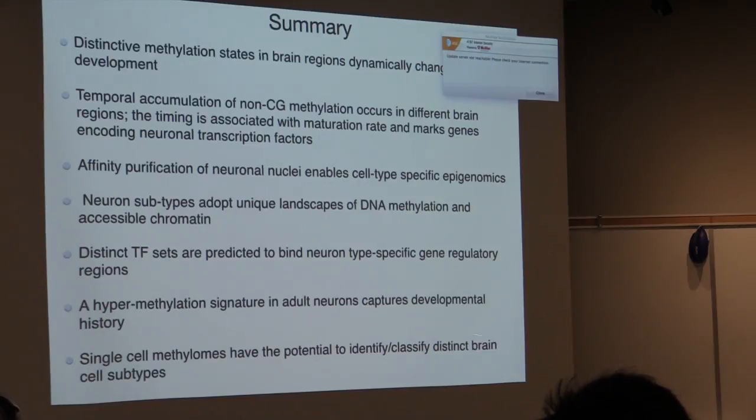Ultimately, we're piloting a project doing 10,000 cell types from some of the regions of the brain that we know, but also other regions where we're not really sure, to try to classify cell types, really trying to understand the diversity of the epigenome in both mouse and human brain.